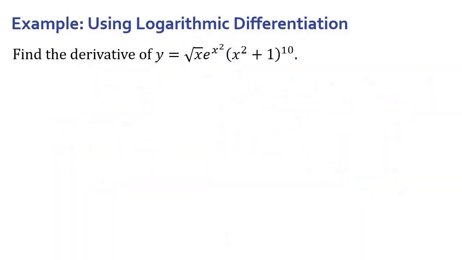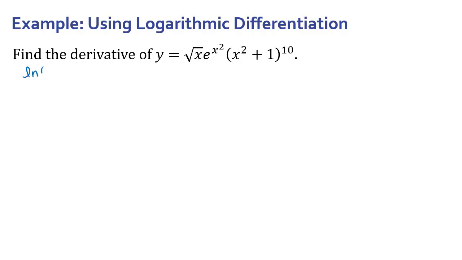Find the derivative of y equals the square root of x times e to the x squared times the quantity x squared plus 1 to the 10th power. So you could go through and differentiate this without using logarithmic differentiation. You're just going to have to apply the product rule and the chain rule multiple times. I'm going to use logarithmic differentiation just because, looking at this, it looks like if I use the logarithmic properties, I can make that right-hand side a little bit easier to differentiate. So let's start with that.